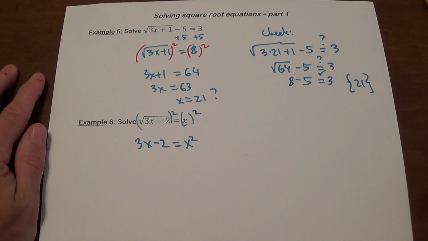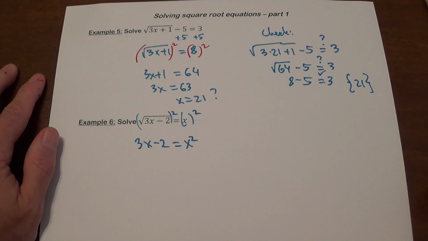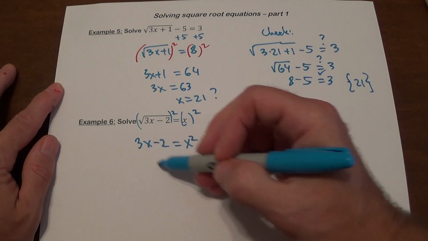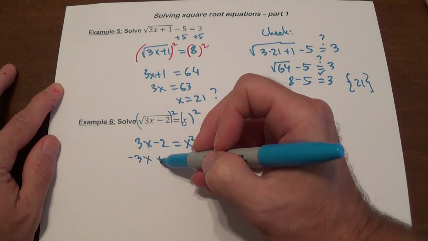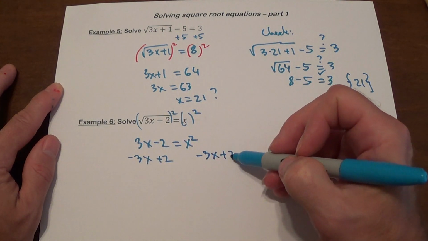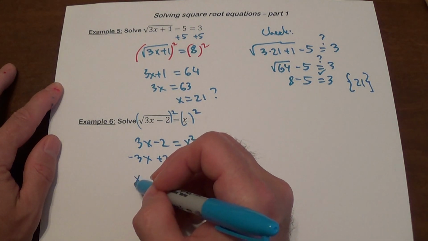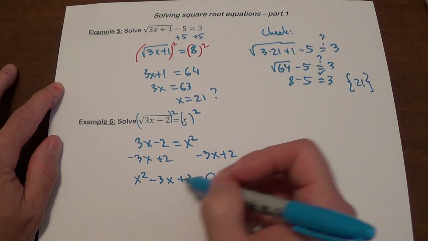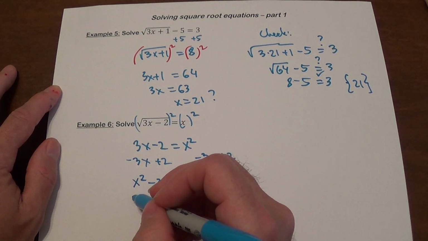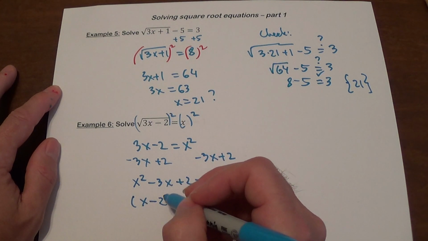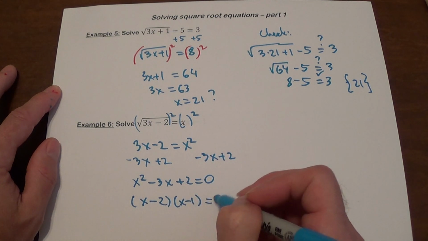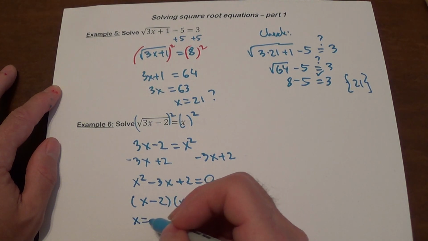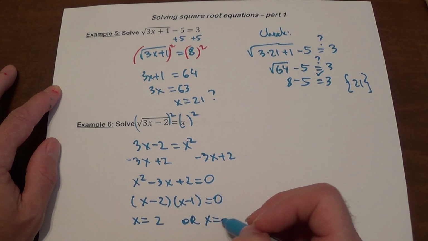So when we solve a quadratic equation, we're going to move all the terms to one side. I always recommend to my students to keep x squared positive. It's a lot easier to work with that, if possible. So we're going to subtract 3x and add 2 on both sides. Then it's going to give us x squared minus 3x plus 2 equals 0. This equation can be factored. It's going to give you (x minus 2)(x minus 1) equals 0. x equals 2 or x equals 1.